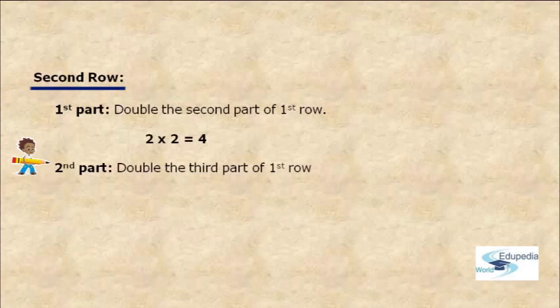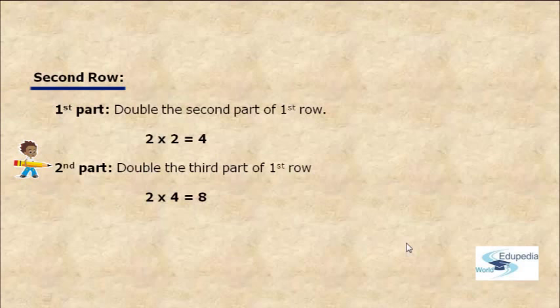Coming to the second part, we had to double the third part of the first row. In the third part, what we have got here is 4, and by doubling the number 4, we will get 8 as the answer. After getting the answers of the first part and the second part of the second row, we had to write all the answers we have got in the first row aside in a sequential manner, and below that we had to write the answers of the second row below the second part and the third part of the first row.